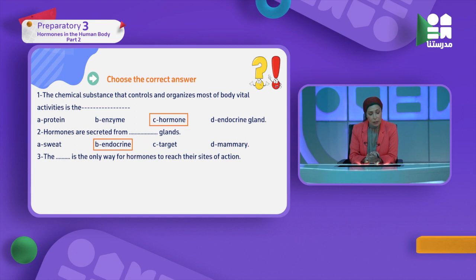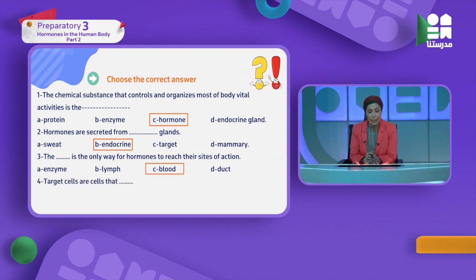Number 3. What is the only way for hormones to reach their sites of action? You answered it? I know that you answered it. Is it enzyme, lymph, blood, or duct? Of course I know that all of you know that it's blood, because the endocrine gland is ductless, so duct doesn't work. Lymph is a kind of cells inside the body, not relevant to us, we didn't take it. Enzyme has no relation to the topic. The only way for the hormones to reach their site, which is the target cell, is the blood. So the answer is the blood.